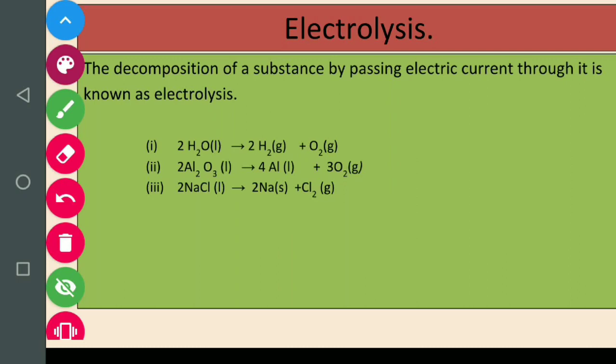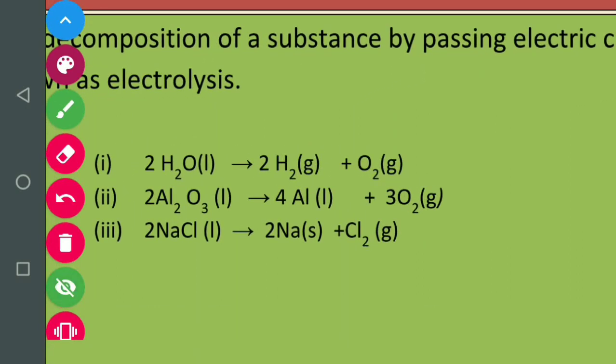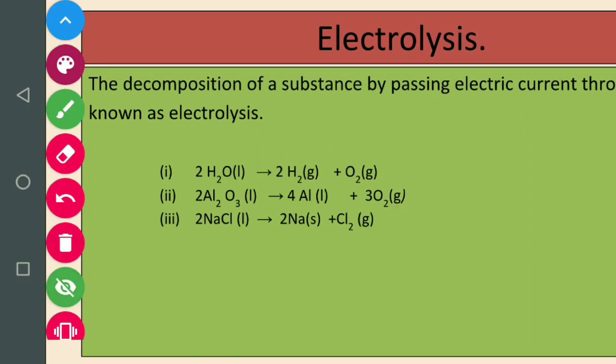First we will do electrolysis decomposition. The decomposition of a substance because of passing electric current through it is known as electrolysis decomposition. We can take the example here. We have water. We can break water by passing electricity through it, right? And it will break into two parts, hydrogen and oxygen. Similarly, we can also break aluminium oxide into aluminium and oxygen. The only condition is that we have to pass electricity. And third, NaCl can also break into Na plus Cl2 gas only by passing electricity through it.